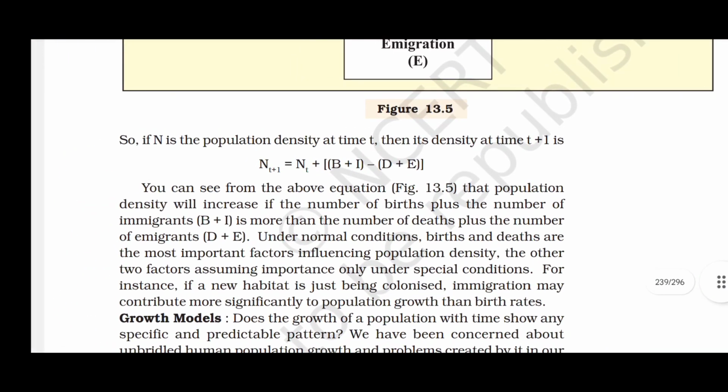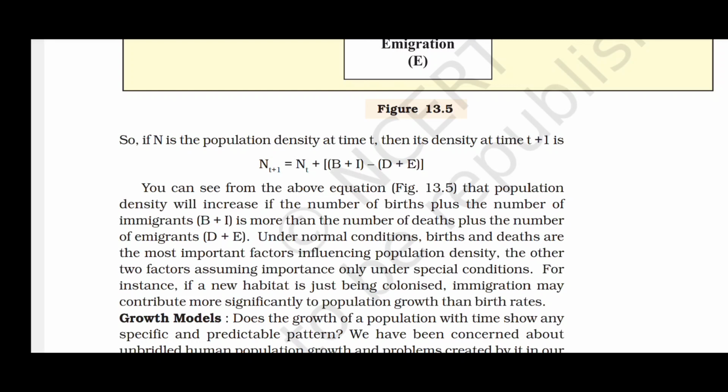So, if capital N is the population density at time t, then its density at time t plus 1 is N t plus 1, which is equal to N t plus, in bracket, B plus I minus, in bracket, D plus E, close the bracket. You can look at the screen to have a glance at the equation. You can see from the above equation that population density will increase if the number of births plus the number of immigrants, B plus I, is more than the number of deaths plus the number of emigrants, D plus E.